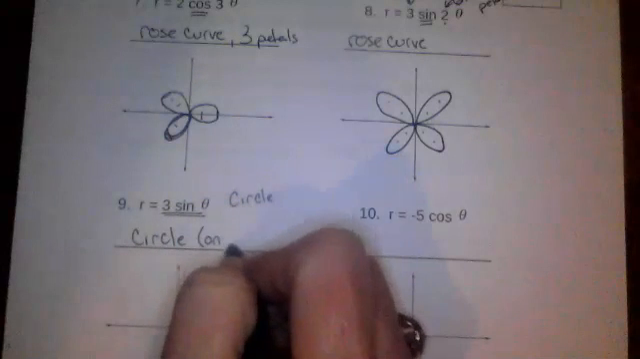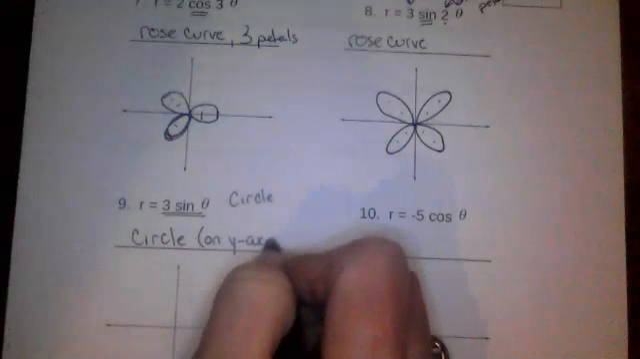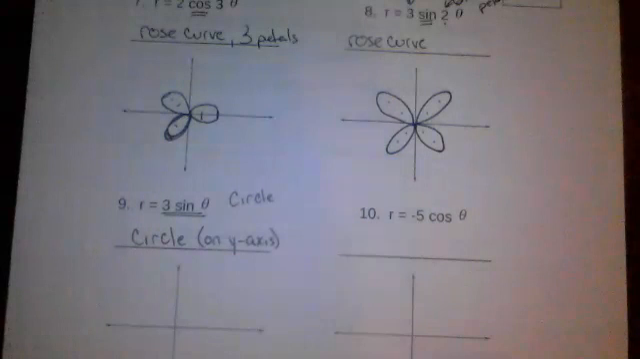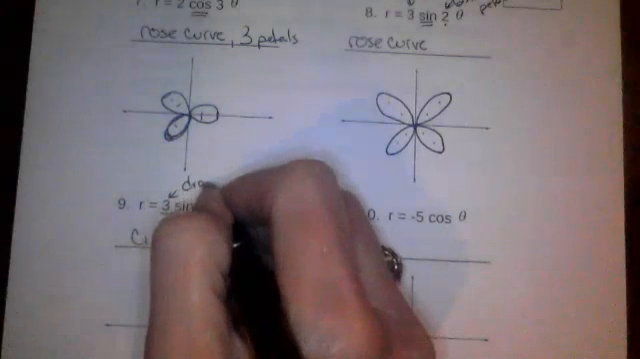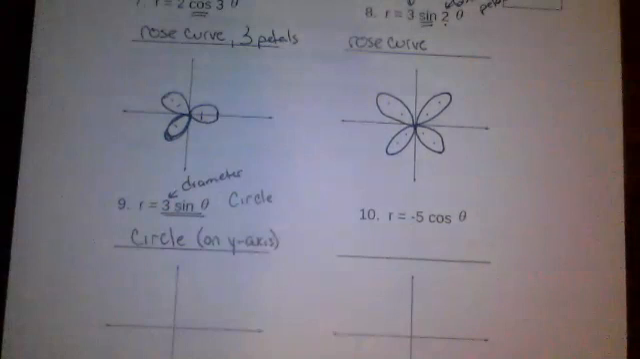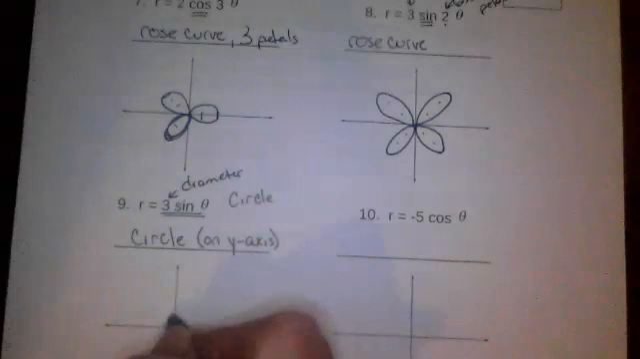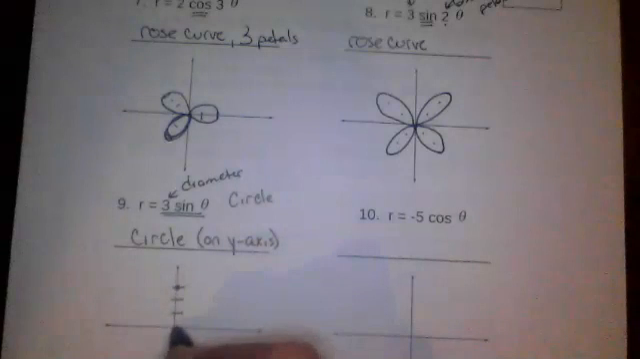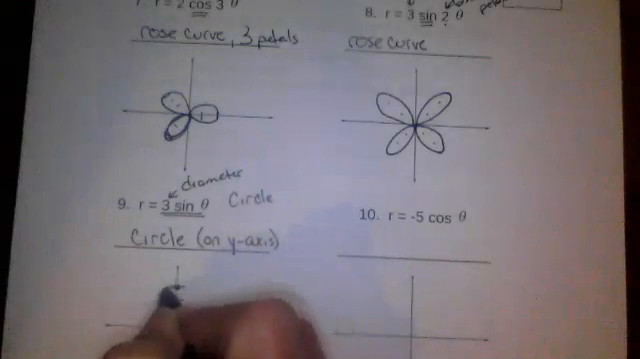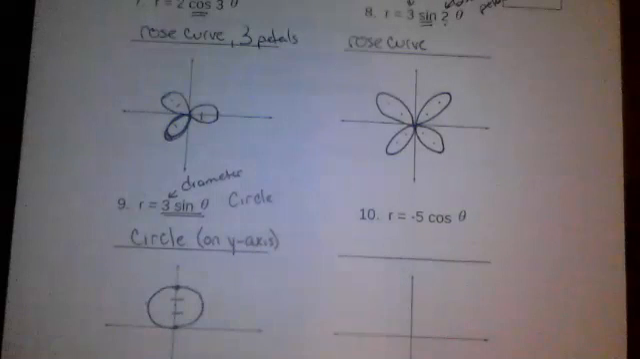And it's on the y-axis. So this number is the diameter of my circle. We did these a few lessons ago. So we're just going up 1, 2, 3, and we're drawing in our circle. So 1.5, I'm just going to approximate so I can try to draw a good circle. All right.